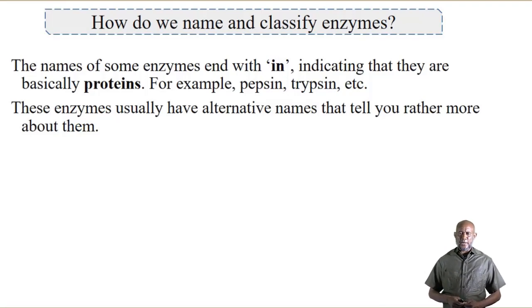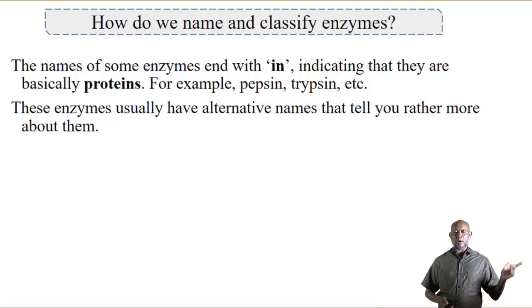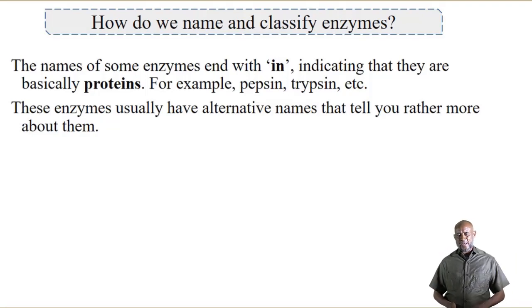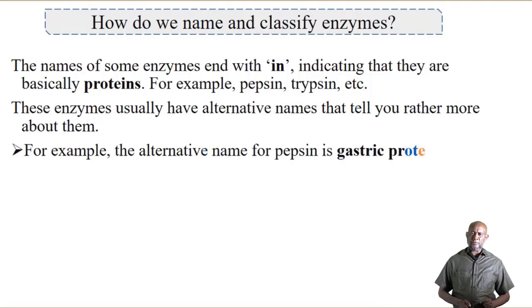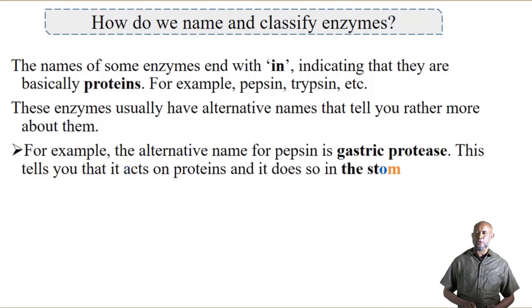These enzymes usually have alternative names that tell you rather more about them. Some enzymes have an alternative name that better expresses the enzyme. For example, the alternative name for pepsin is gastric protease. This tells you that it acts on protein and it does so in the stomach. That's why it is called gastric protease.